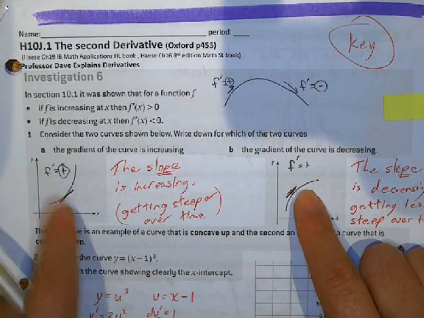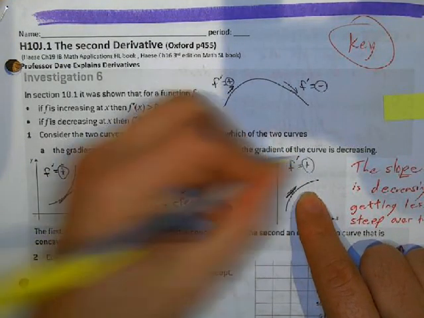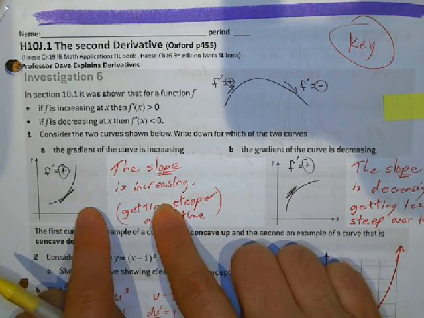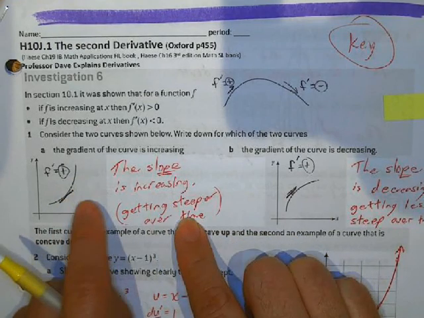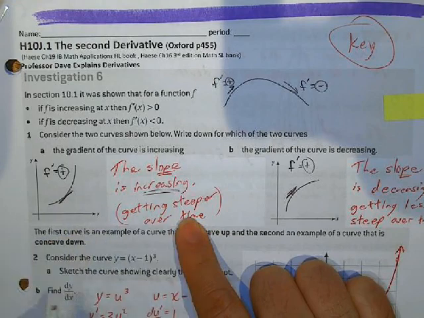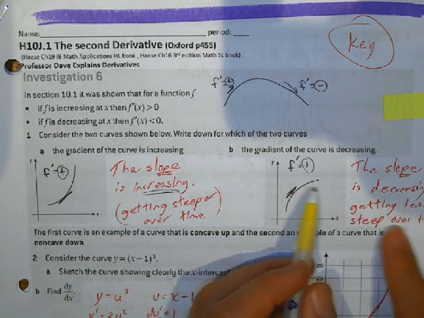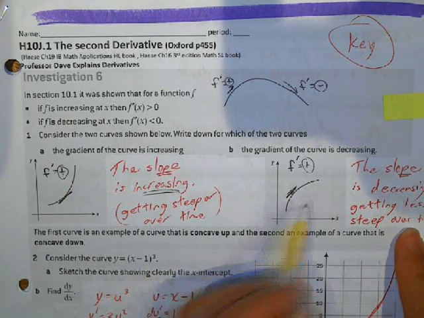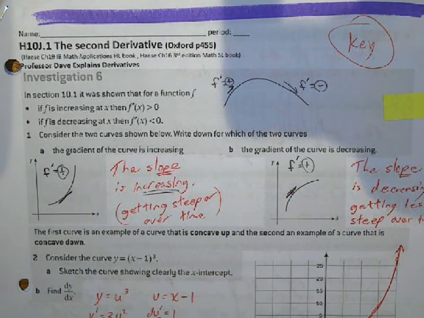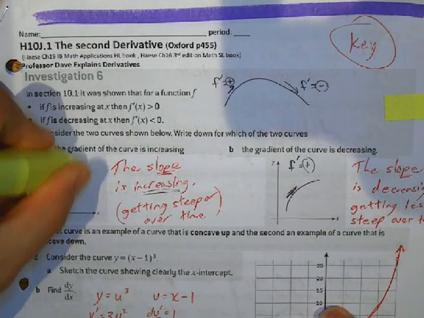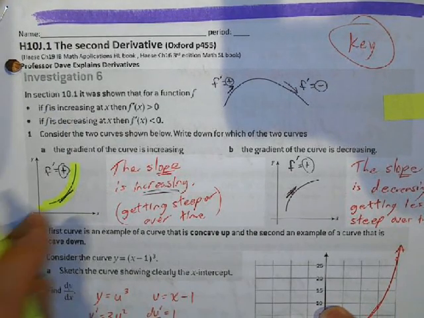for both of these. But the curves are different. The slope is getting steeper and steeper, right? The change of the slope is increasing. Here, the change of the slope is getting less and less steep. So the change of the slope is what we're going to be focusing on, and the change of the slope can be found with the second derivative.